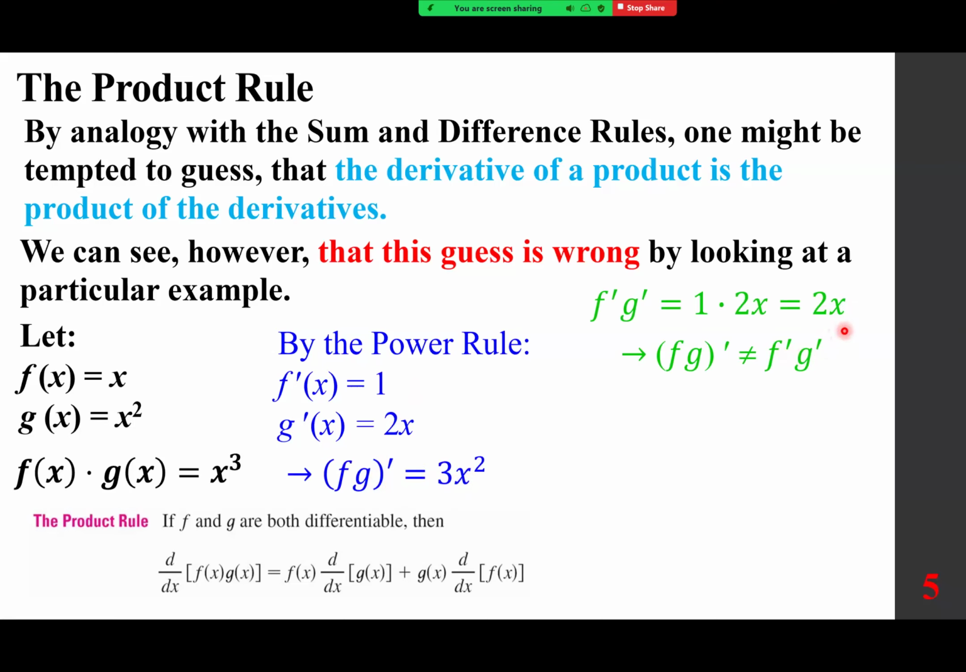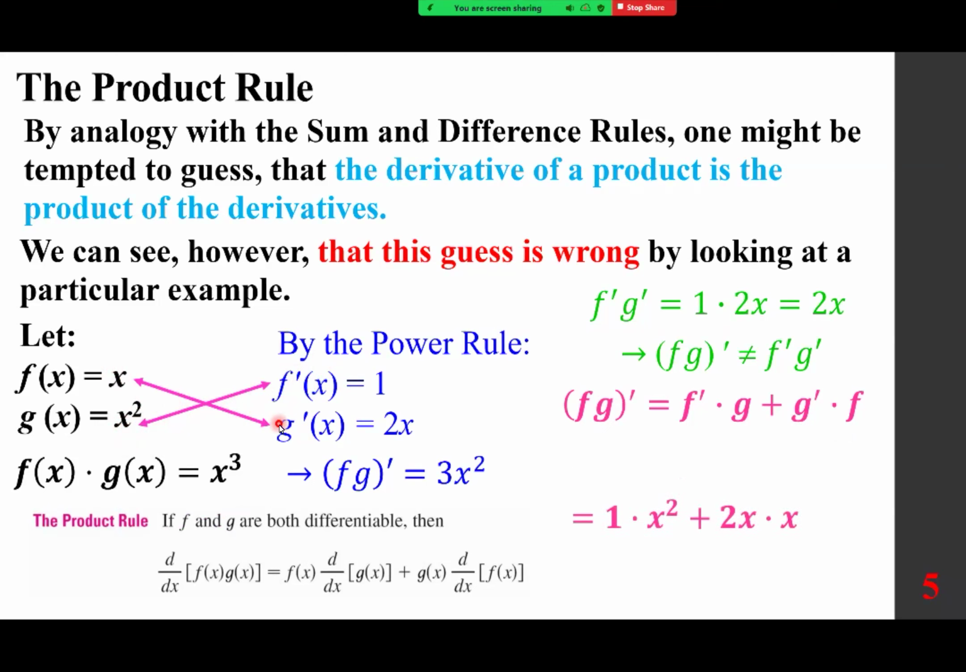However, this is the notation you probably have learned. d dx of f of x g of x is f of x d dx of g of x plus g of x d dx of f of x. And the shorthand notation I use is f prime g plus g prime f. It's easier to memorize. So f prime g means this, g prime f means this. So f prime times g, 1 times x squared, g prime times f, 2x times x, and they add up to 3x squared. And this is the same as this one, as you can see this example works.